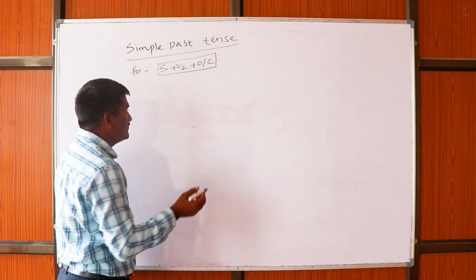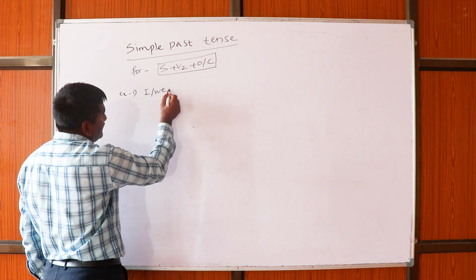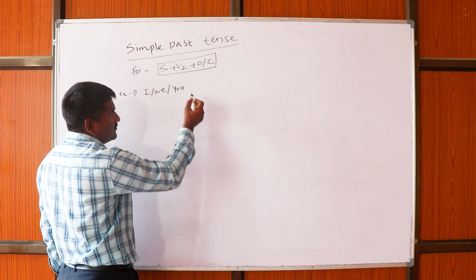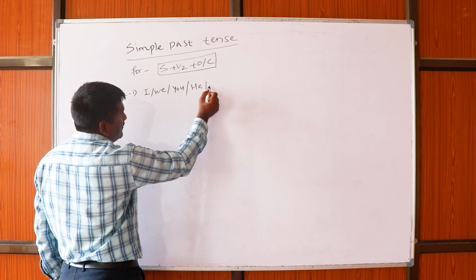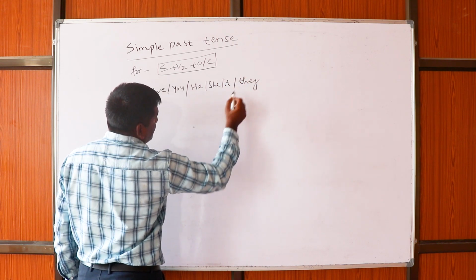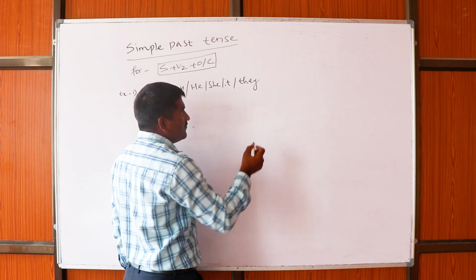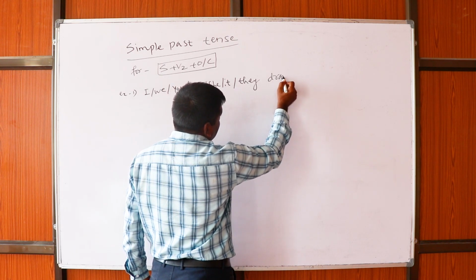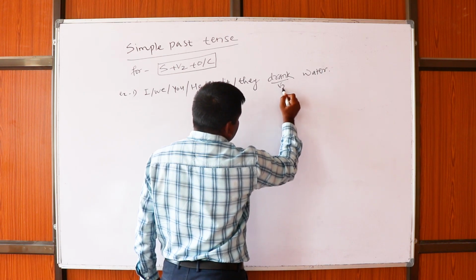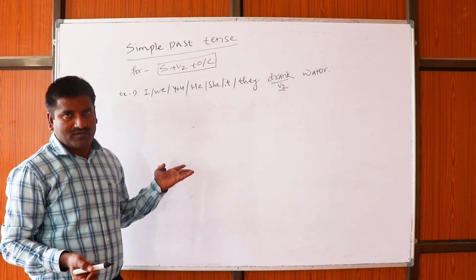So we have persons like, for example, first persons like I and we. Then the second person is you, singular also and plural also. Then we have third persons like he, she, it, and plural they. And all these persons take the second form of the verb, that is drank, drank water. So this is what we do. And due to this V2, we call it a simple past.